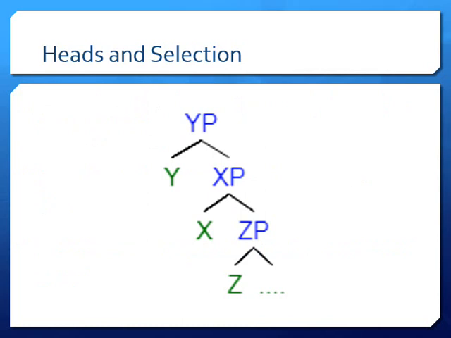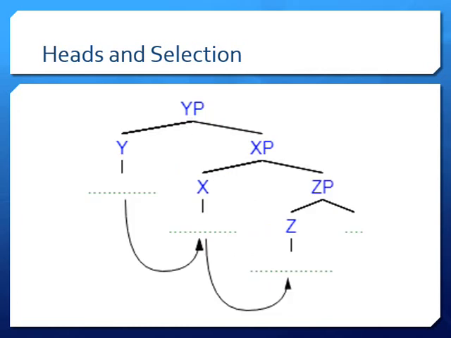Essentially, heads are restricted to sisterhood. So the head Y is a sister to the phrase XP, and the same with the head X, which is sister to the phrase ZP. So when we say that heads are restricted to sisterhood, we're basically saying that these heads are restricted to this locality. A head of a phrase selects another head of another phrase, and so on. Hence, we have recursion.